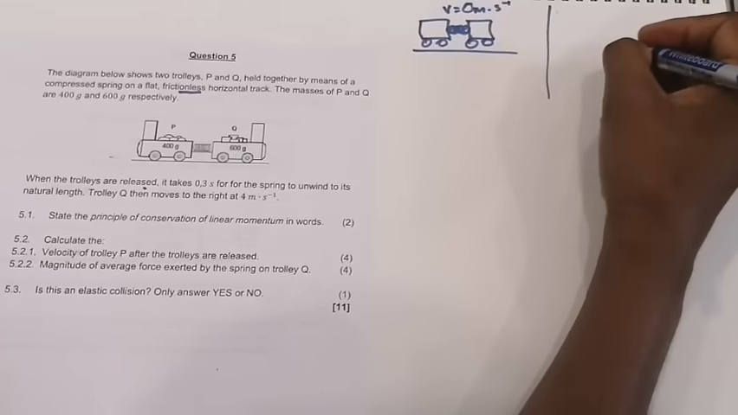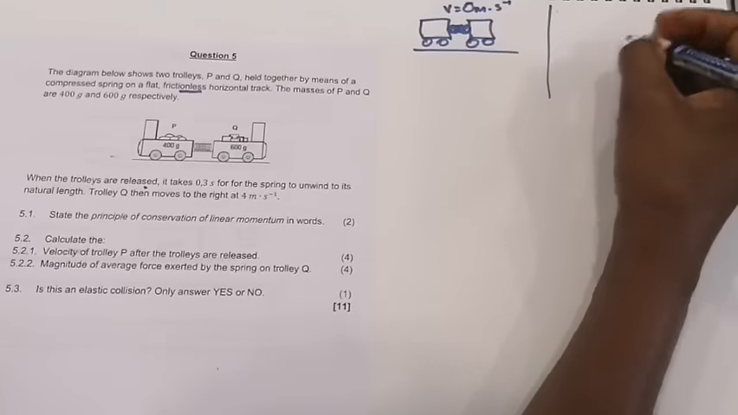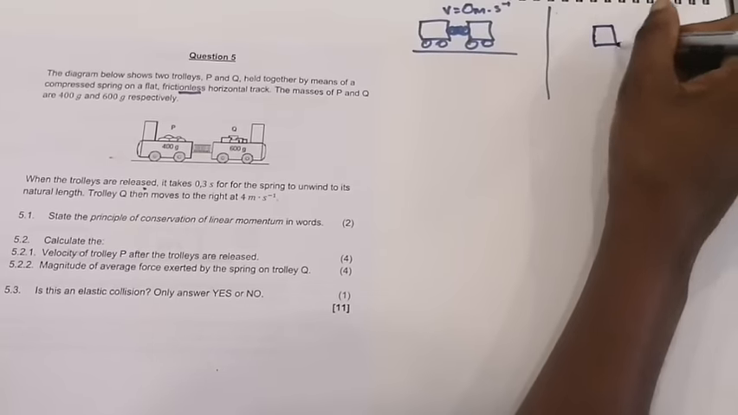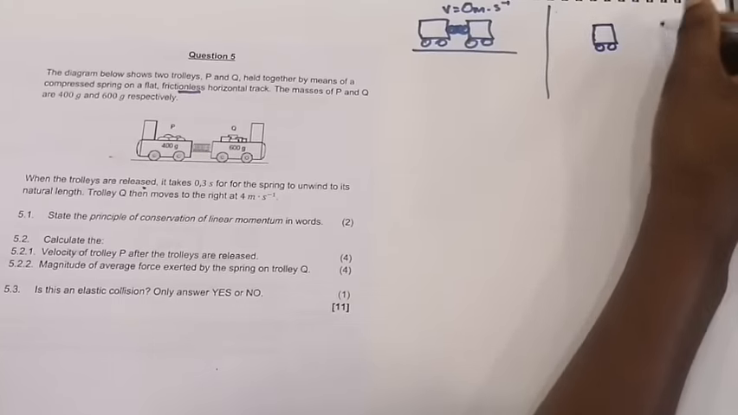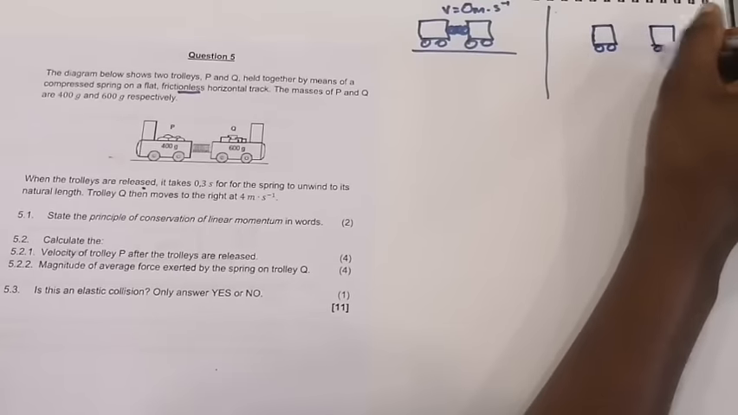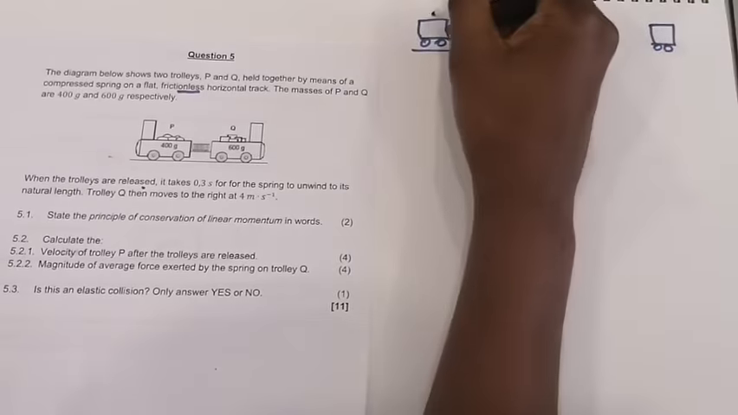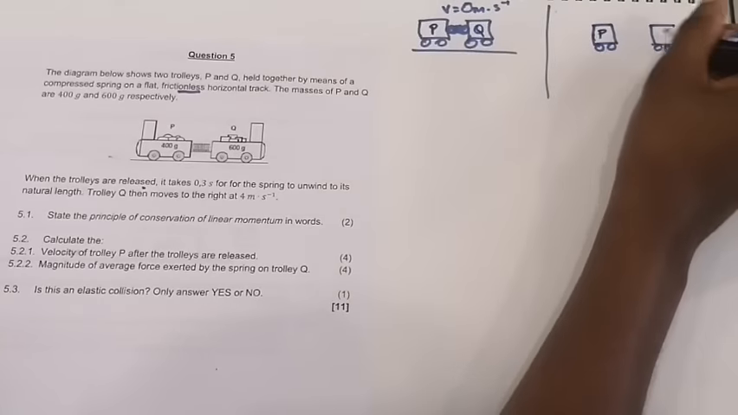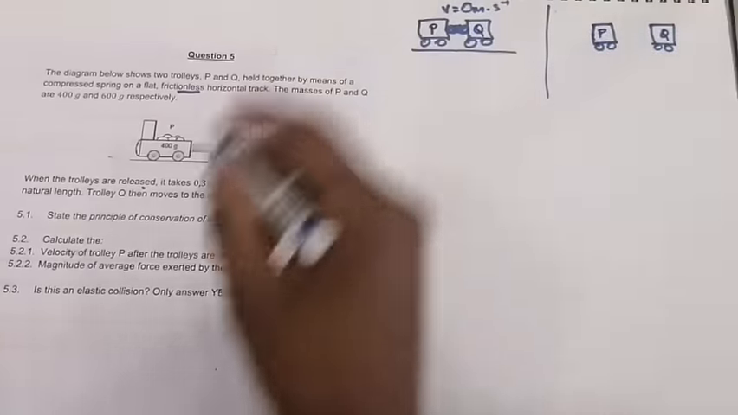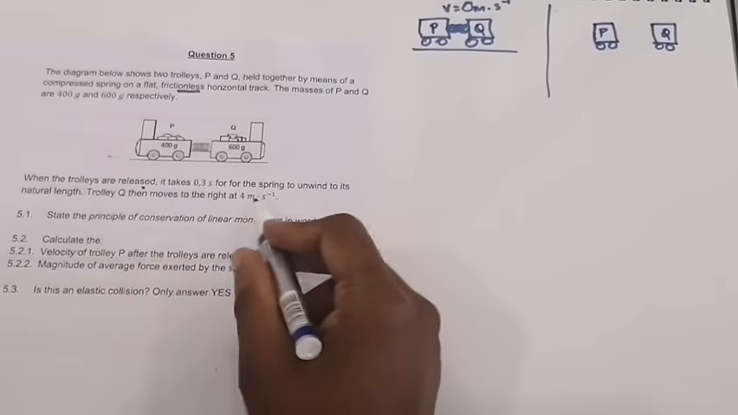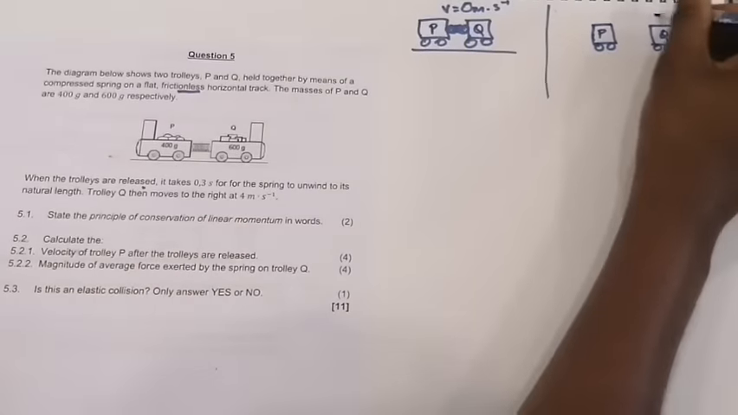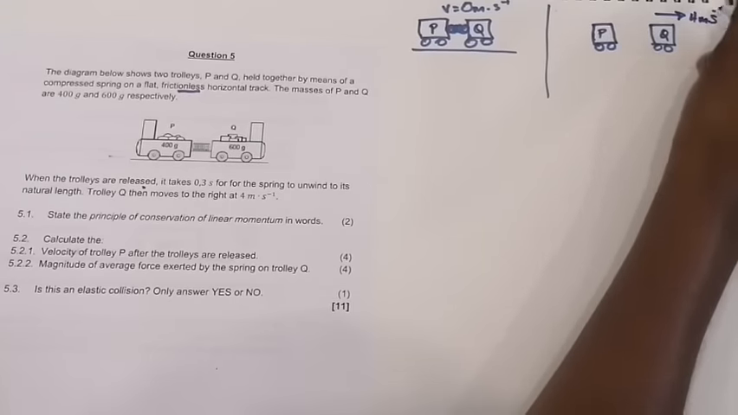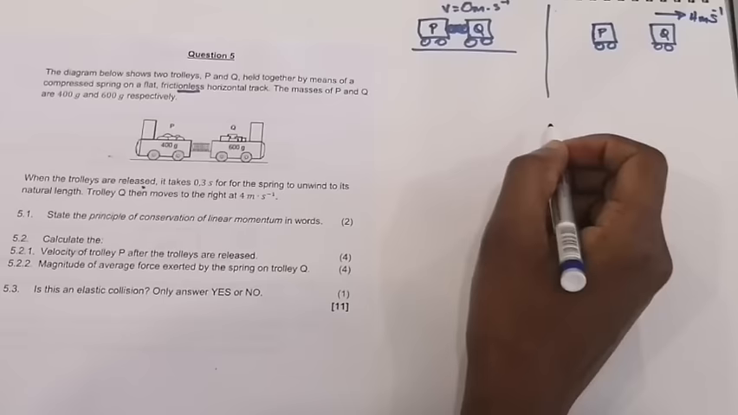Right, so in this case we know that after they were released, so here they are being released. Okay, so that's P and Q. They tell us that trolley Q moves to the right at 4 meters per second. It makes sense. So it's in that direction.